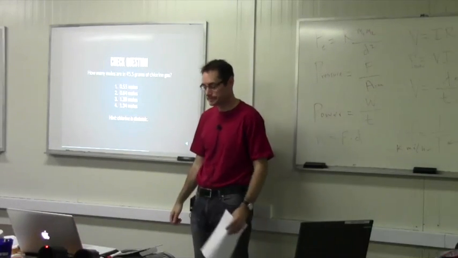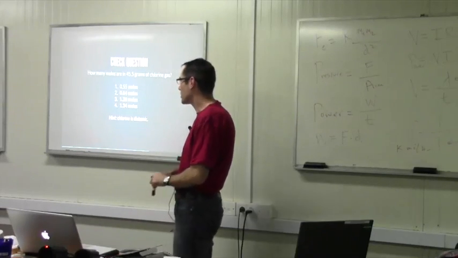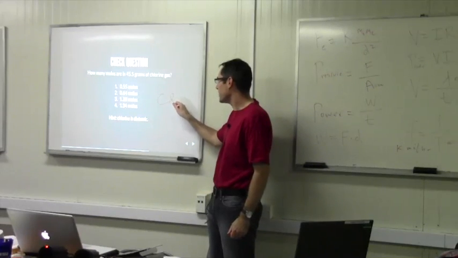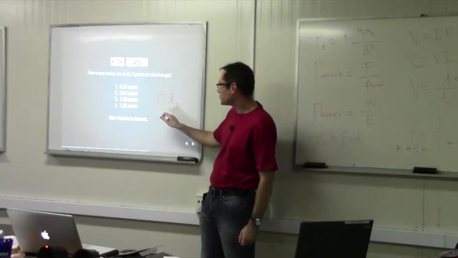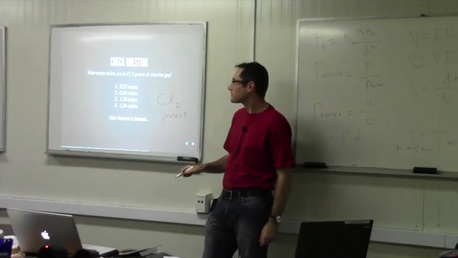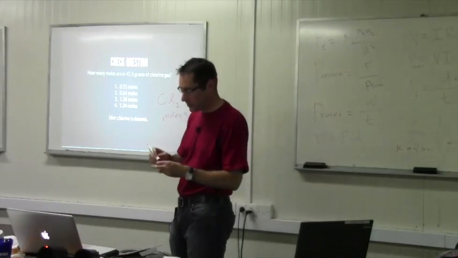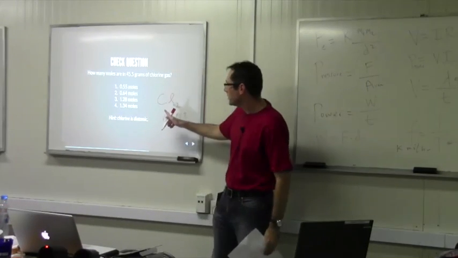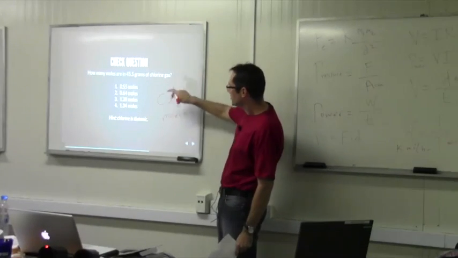OK, check question. All right, you ready for this one? How many moles are in 45.4 grams of chlorine? And the hint is, this is chlorine, Cl2, chlorine gas. OK, how many moles do we want? We want the moles. OK. Well, it's not quite on this table. We got to do a little thinking here. We might have to use a calculator too.